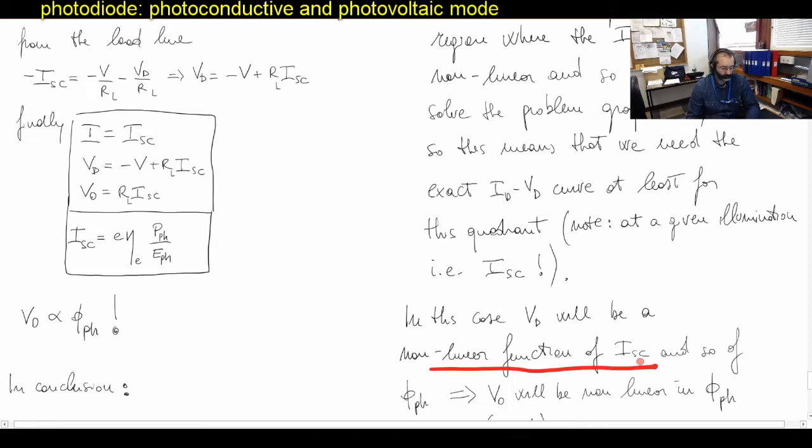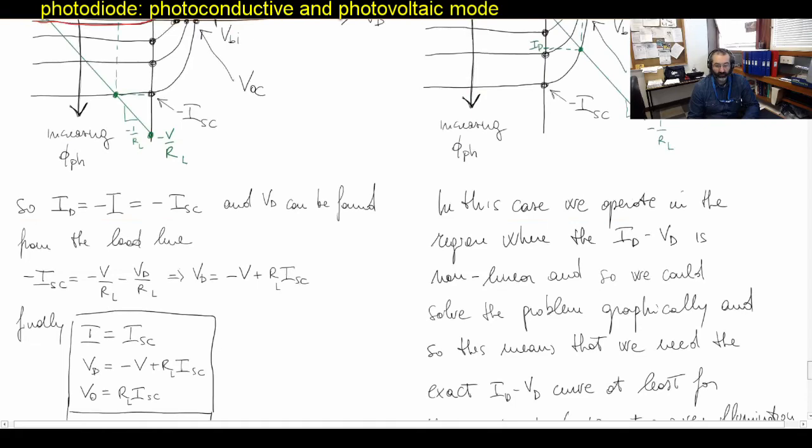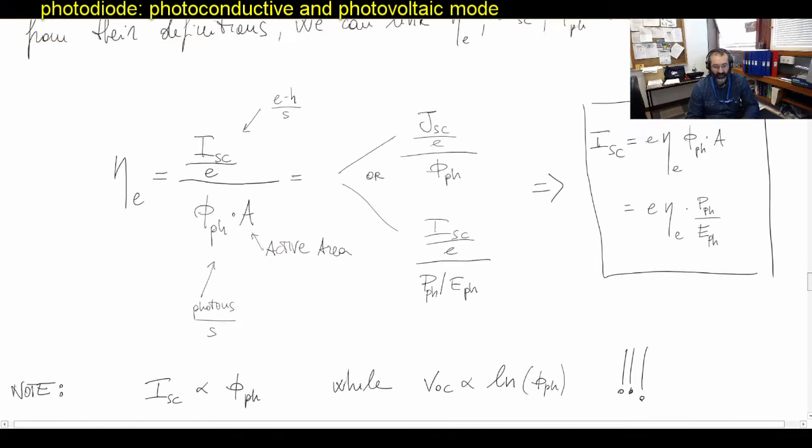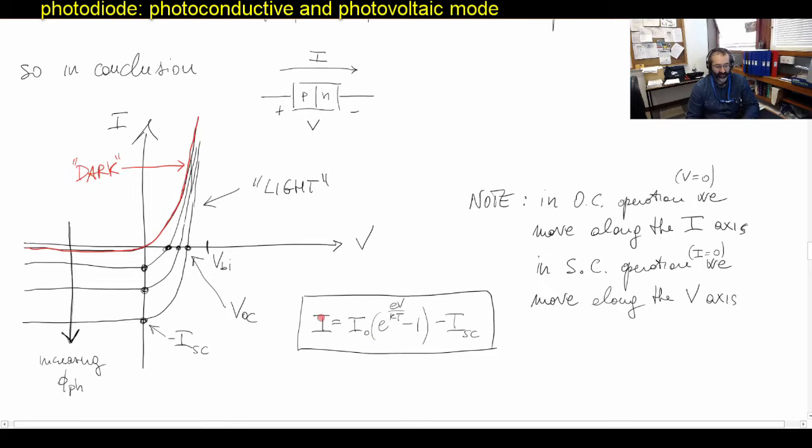We know that VD is related to ISC through the relation of the photodiode's characteristic, that is, this one here. So for a given I, that is given by that final operating point that we find with the load line and so on and so forth, V can be calculated from this, reversing this formula. So V will be related in a nonlinear way to obviously I, but also ISC.